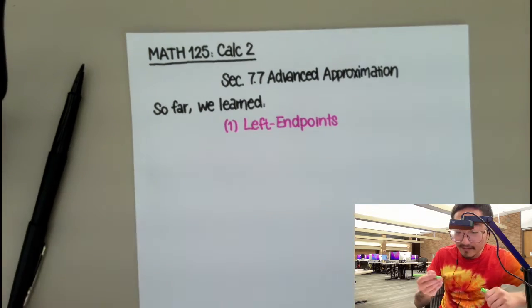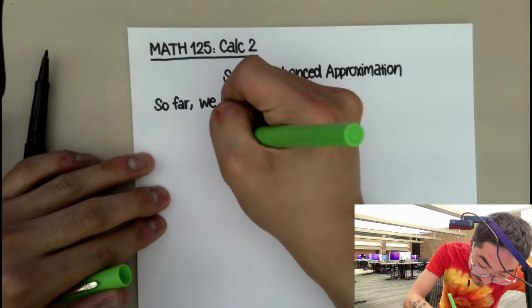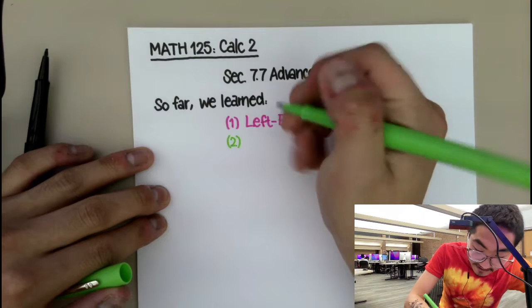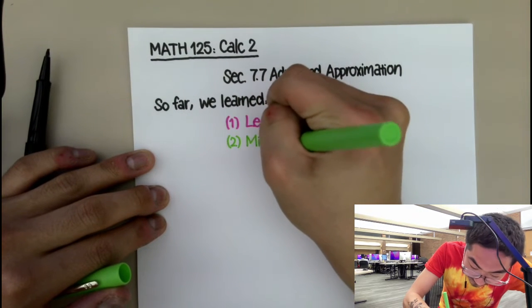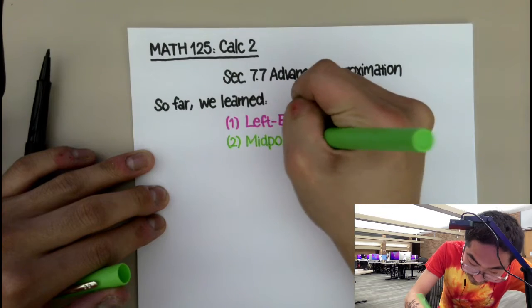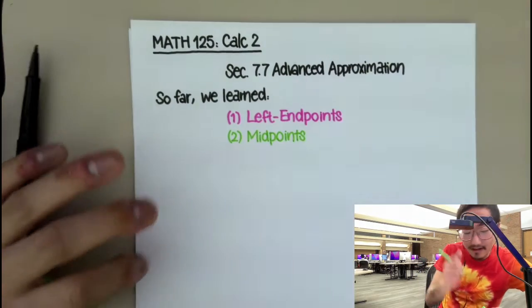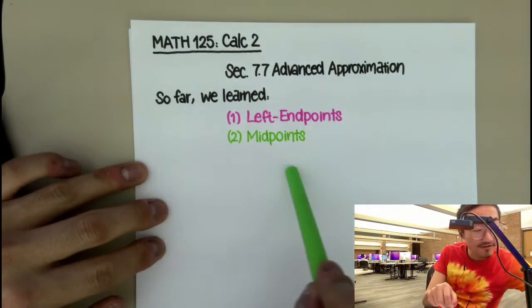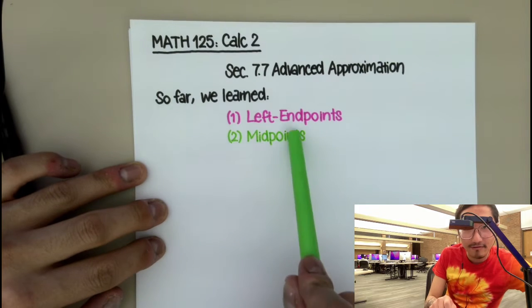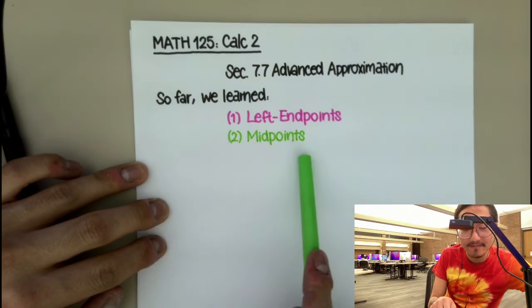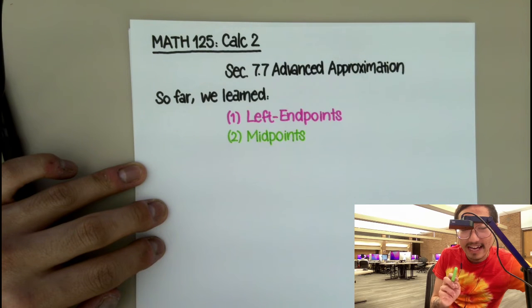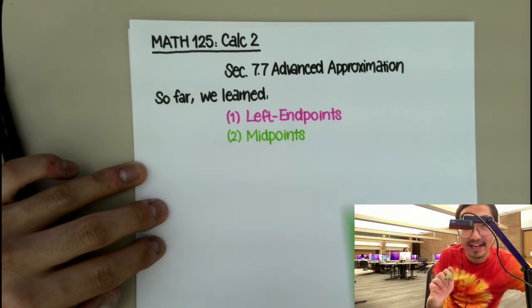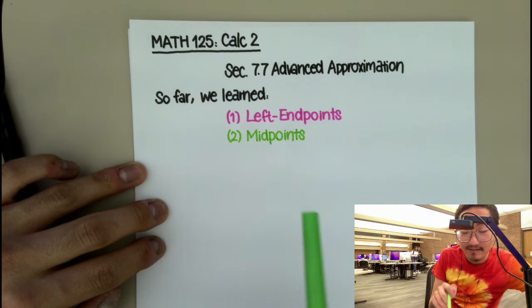Number two is the midpoint. This one is usually the most accurate if you want to do an approximation. But we have a more accurate integration technique that I will teach you in this video.